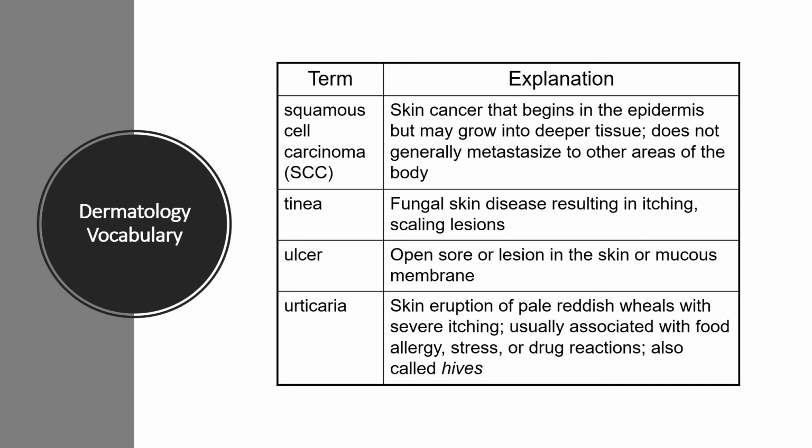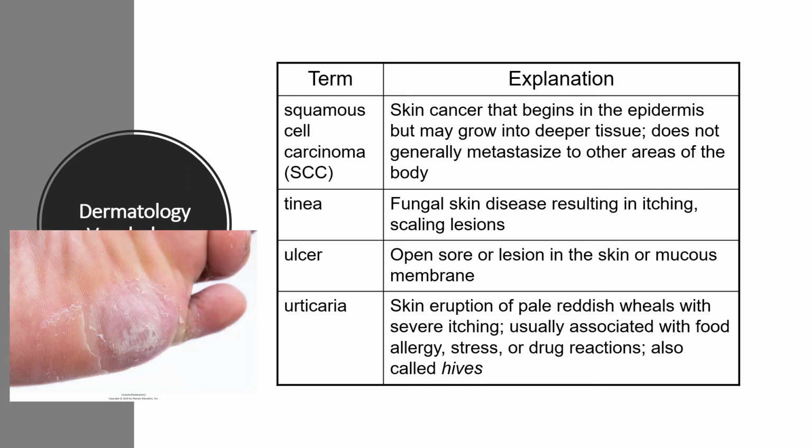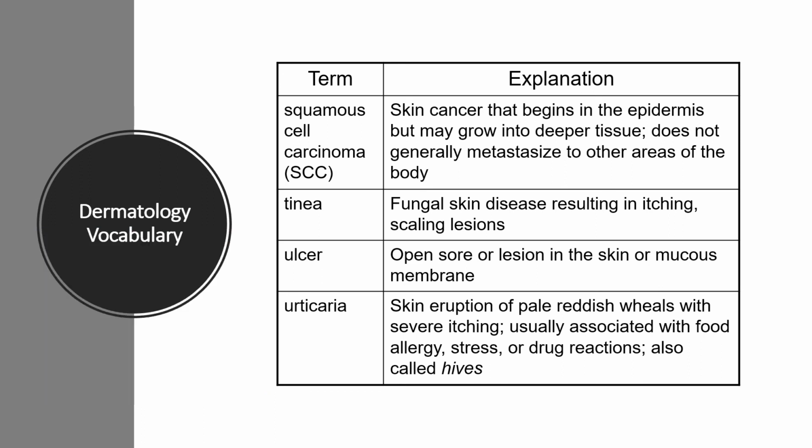Tinea is a fungal infection, and that results in itching and scaly lesions. And you can see this picture on the left of athlete's foot, which is a type of fungal infection. An ulcer is an open sore or lesion in the skin or in the mucous membrane. And urticaria is a skin eruption of pale reddish wheals with severe itching. This is usually associated with food allergies, stress, or a drug reaction. You might know it as the term hives.